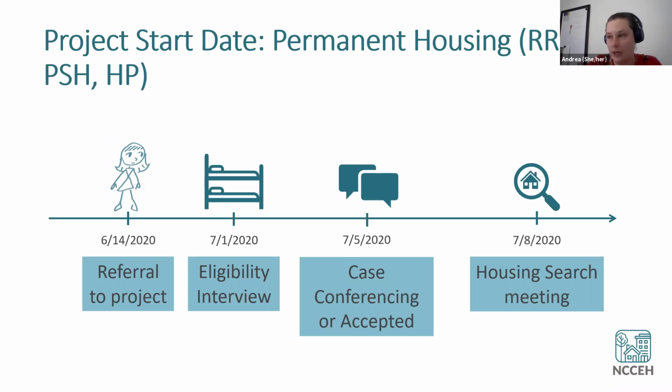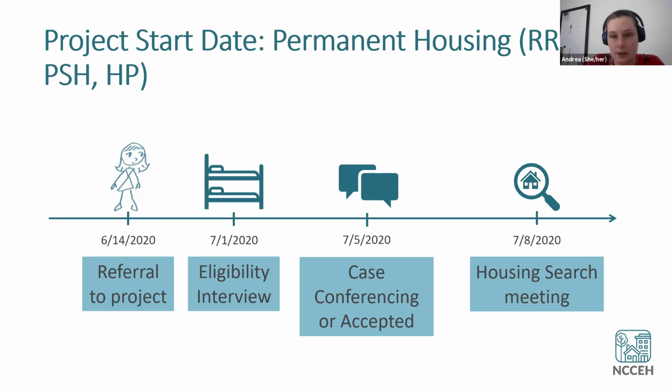She had a check-in about eligibility on 7/1. It took a little while for capacity to check on her eligibility. There's a case conferencing session, and she's accepted, agreed to that match. And then she's doing a housing search later that same week on July 8th.